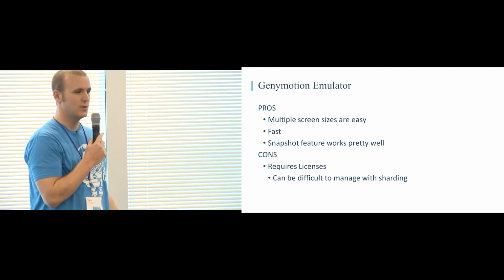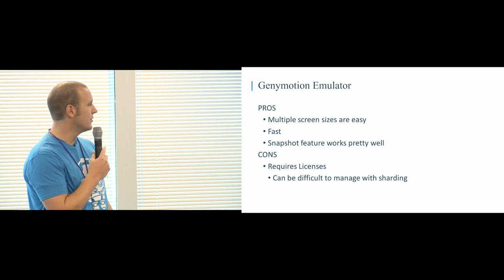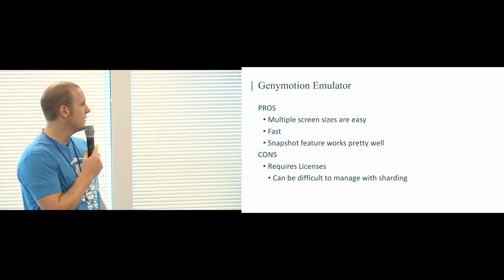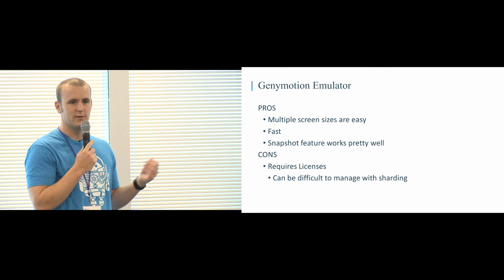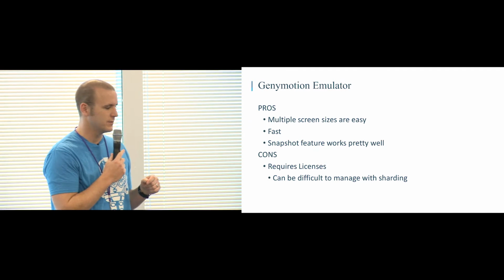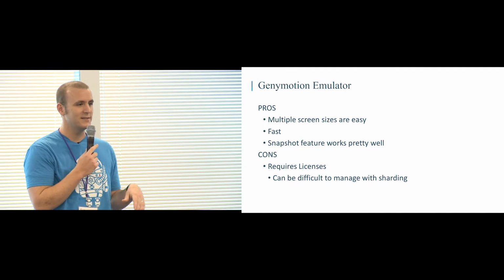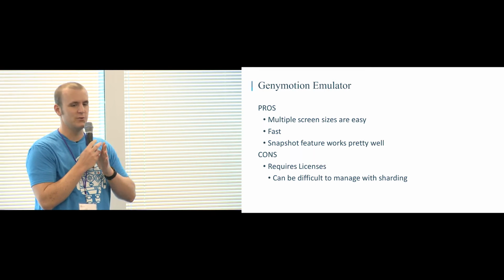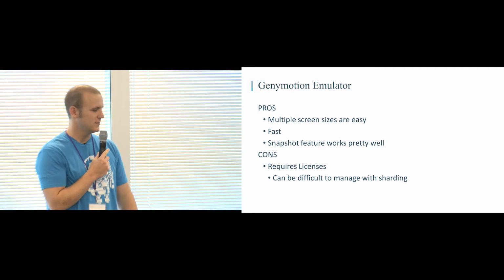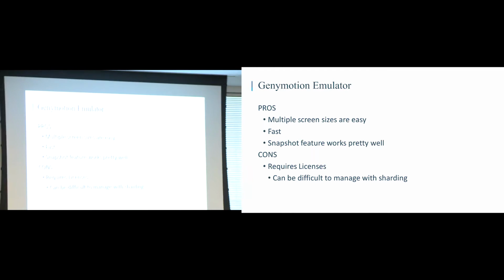It's super fast. It runs on x86, so it can run natively on your desktop or whatever PC you have. And the snapshot feature actually works pretty well, so the spin up time is not as much for Genymotion. Cons are it requires licenses, which can be really complex, especially if you want to do sharding and all sorts of devices, all sorts of combinations, and do it in parallel.